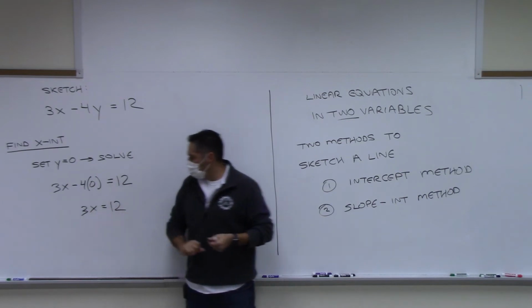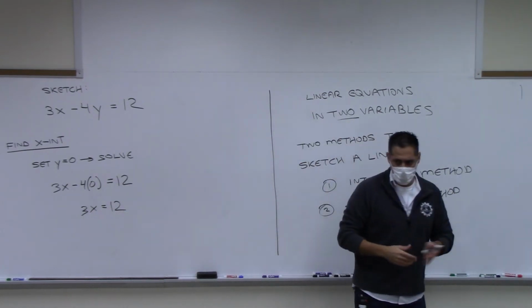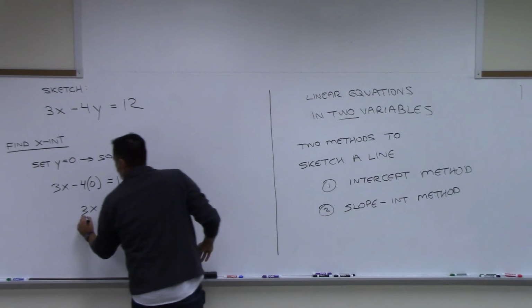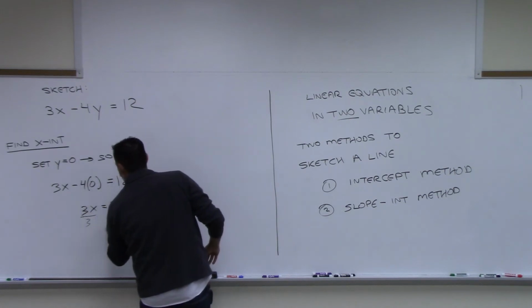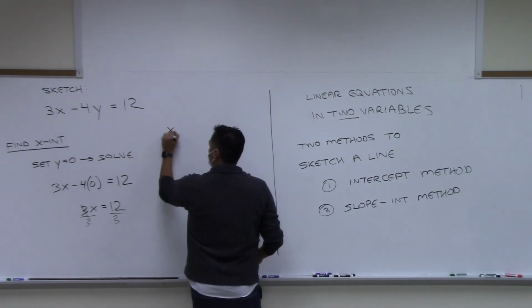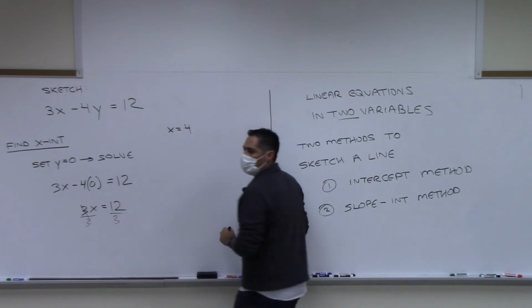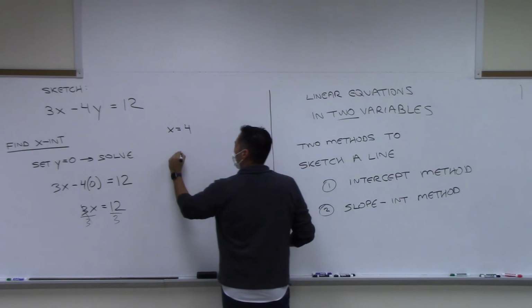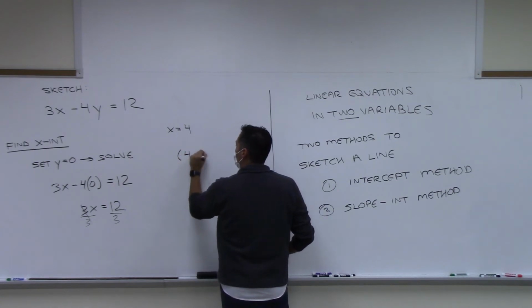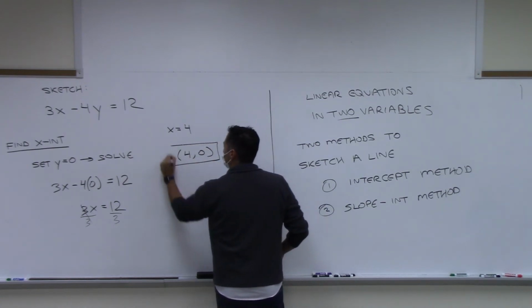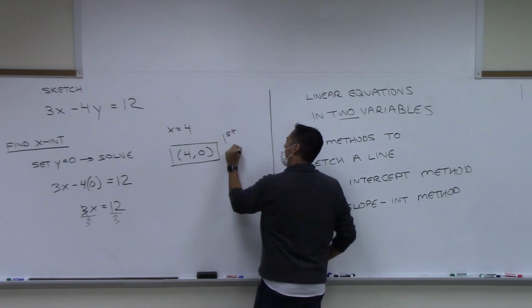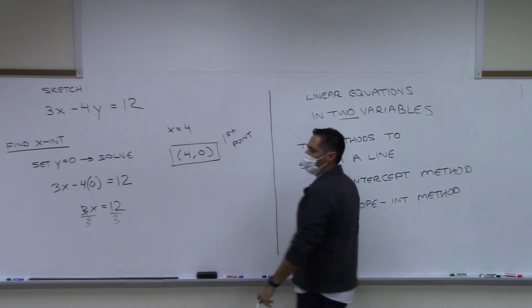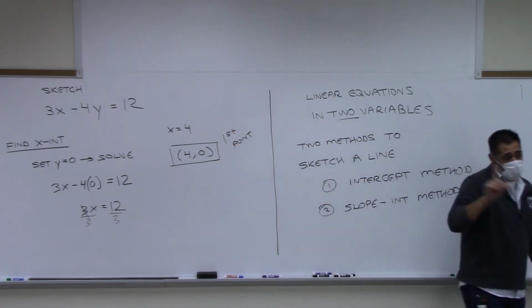Here we just isolate the x, right? So we divide both sides by 3. Divide by 3, divide by 3. You get x is equal to 4, right? So as an x-intercept, as a point on the graph, we know that the x-coordinate is 4 and the y-coordinate is 0. That is our x-intercept. So this is our first point, that we need. And now we just need one more, right?